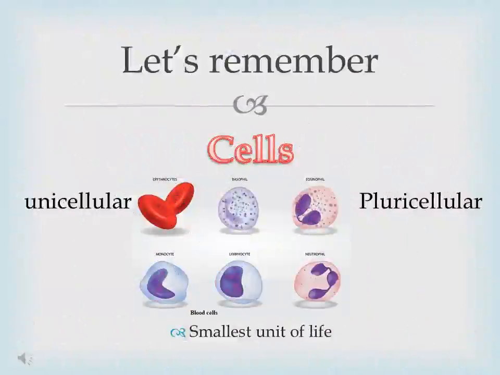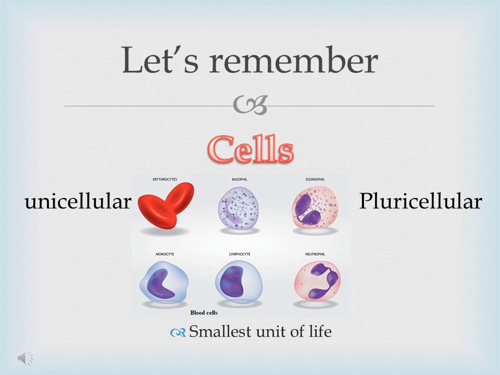Before I start with our topic, let's remember some important aspects about the previous topic that we have learned, that is cells. All the living things are made up of cells. A cell is the smallest unit of life and they have all the characteristics of a living thing.